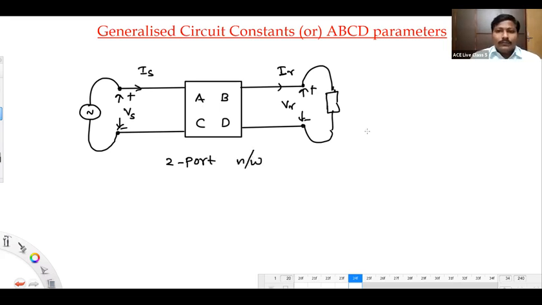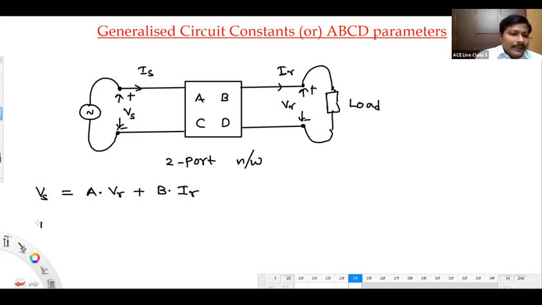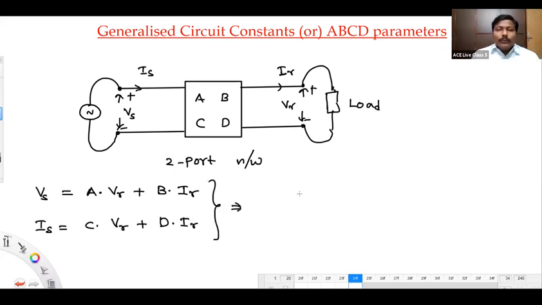Now I can say VS is a function of VR and IR. I will write VS as constant A into VR plus constant B into IR, and IS as C into VR plus D into IR. That is, VS equals AVR plus BIR, and IS equals CVR plus DIR. These are going to be called generalized equations, and I'm going to write them in matrix form.